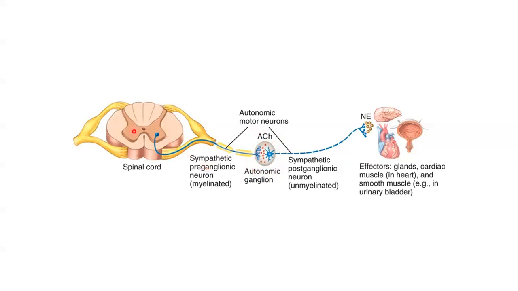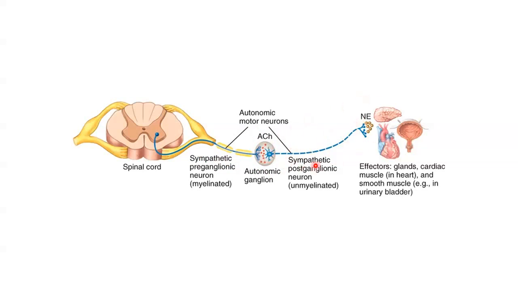It has its cell body in the brain or the spinal cord. Its axon extends out of the spinal cord through a cranial or a spinal nerve. And the axon of a preganglionic neuron is quite small in diameter and it's myelinated. So these messages propagate very quickly. In the autonomic ganglion is where the preganglionic neuron will synapse or meet and communicate with our postganglionic neuron.